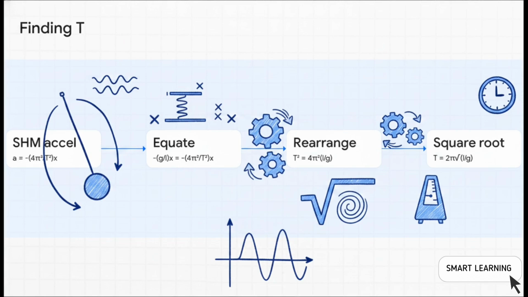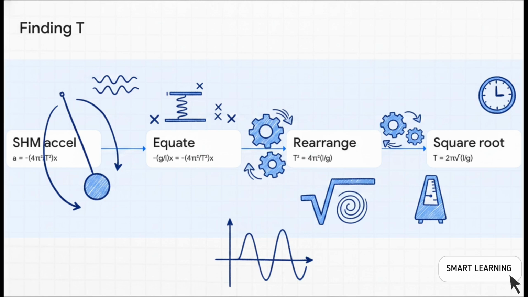Because we just proved it's executing simple harmonic motion, we know its acceleration absolutely must match the universal formula for SHM, which is acceleration equals negative 4 pi squared over the time period squared times displacement x. In step 2, we take our specific pendulum acceleration we just found, negative g over L times x. In step 3, we just equate them. The negative signs cancel out. The displacement x on both sides cancels out. We're left with g over L equals 4 pi squared over T squared. With just a little bit of cross-multiplying and taking the square root of both sides, we reveal our grand takeaway in step 4. The time period T equals 2 pi times the square root of length over gravity.